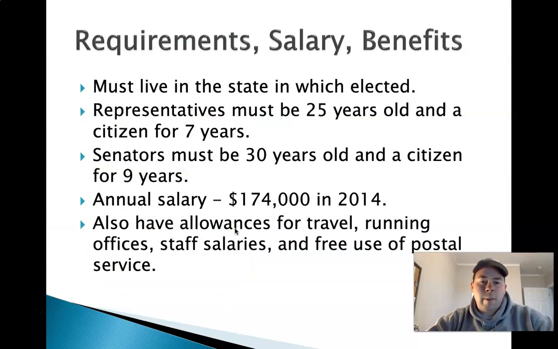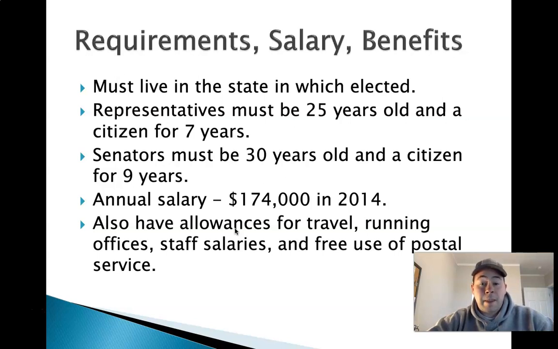The requirements, the salary, the benefits, all of those. It is required that they live in the state that elects them. That's going to become important in just a minute, so I'll talk about that again. Representatives must be 25 years old and a citizen of the country for 7 years. There's also specific residency requirements for their state, so maybe they are required to live in their state for 2 years before they're able to represent it. Whatever it is, states vary, so it could look different for Kentucky than it does for West Virginia.